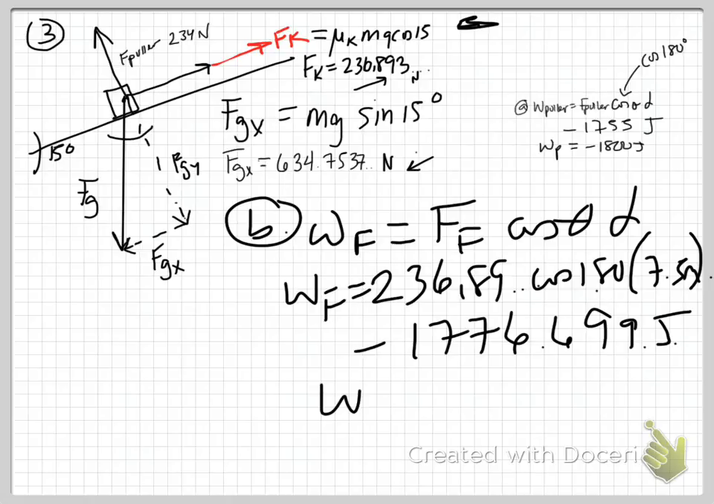That's our raw answer. Our final answer for work done by friction would be negative 1800 joules. Again, the friction is retarding the motion of the object. It's slowing it down. It would go faster if we covered the slide in Crisco. It would go a whole lot faster.